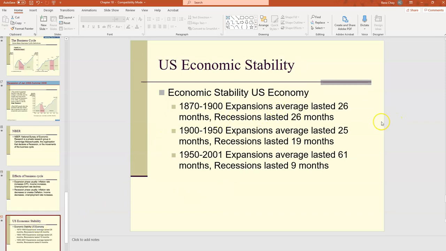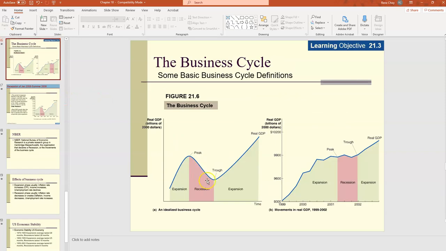All right. Notice that there has been a change in the length of expansions versus recessions. If you go back to the 1870s, between 1870 and the 1900s, expansions lasted about 26 months, followed by recessions that lasted about 26 months. So before the 1900s, we have this sort of classical recession behavior.